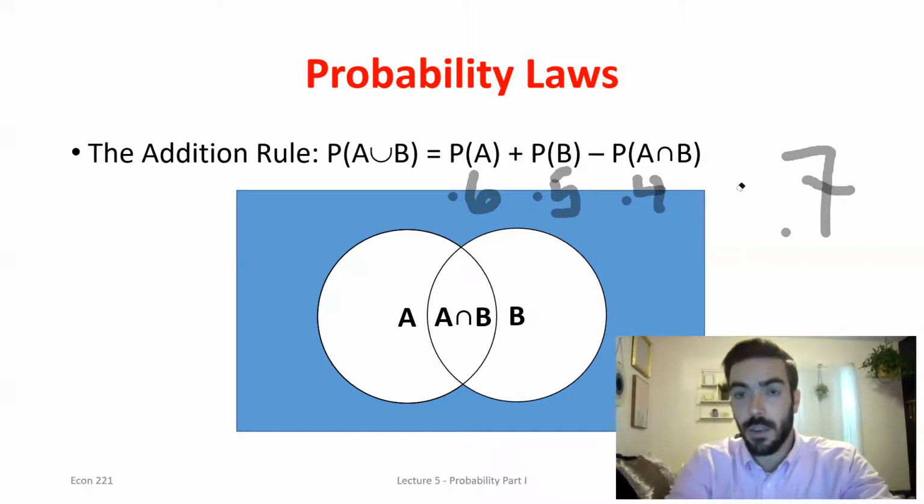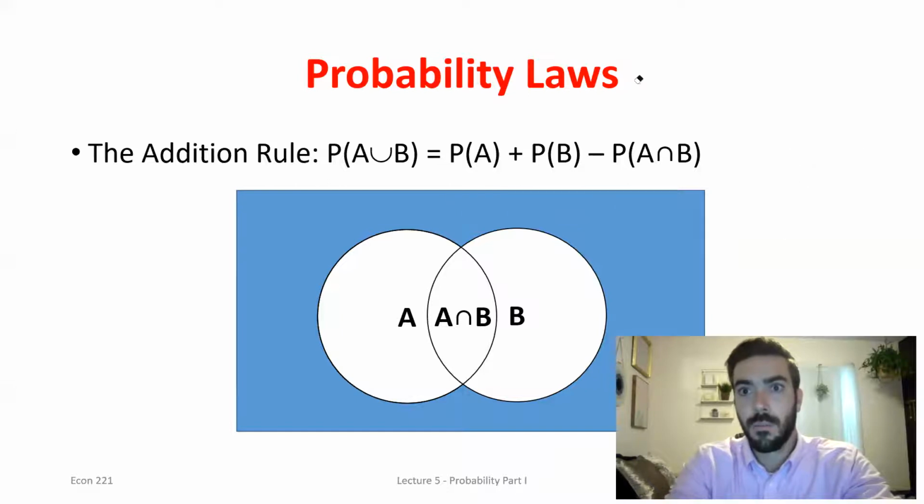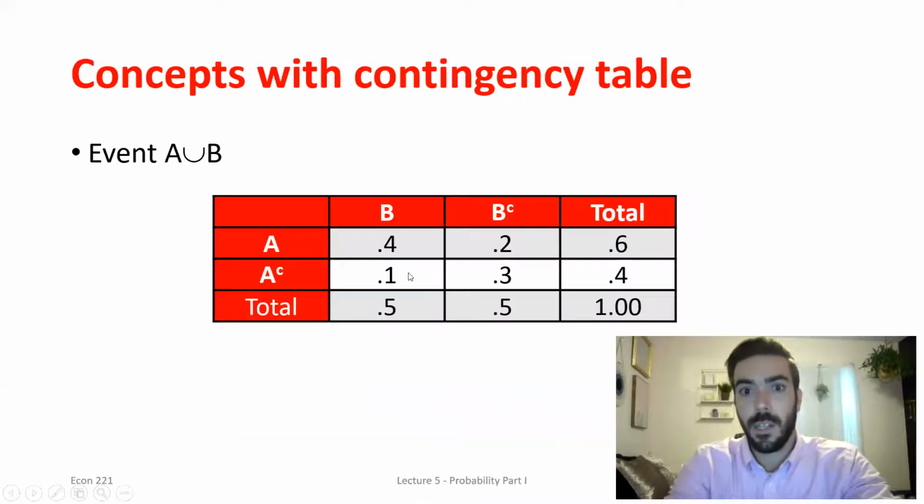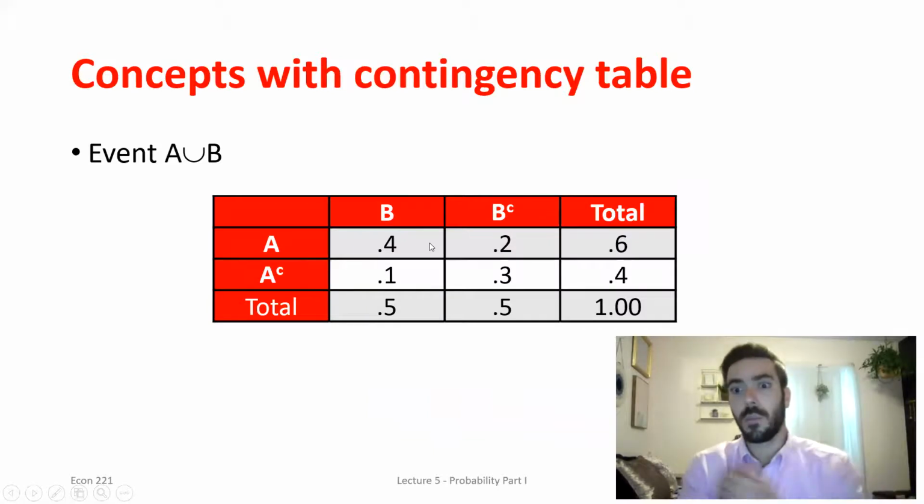It's as easy as that, right? Once I have this equation, once I go back to that contingency table, it's pretty easy to find those three numbers.